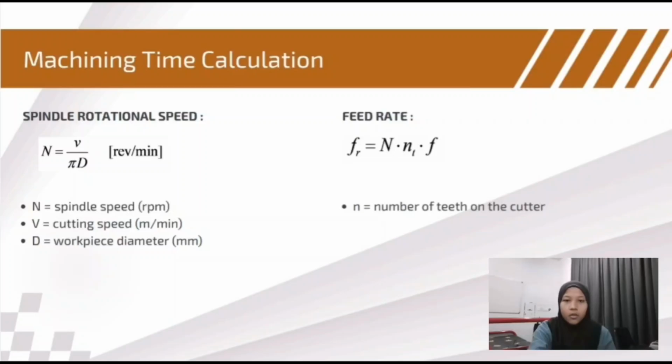Next we have feed rate. Feed rate is F equals N, which is the spindle rotational speed, multiplied by n, the number of teeth, and multiplied by f. So we can get our feed rate.